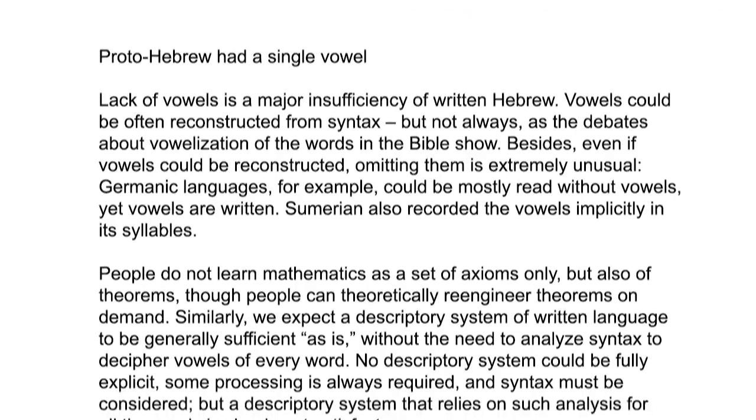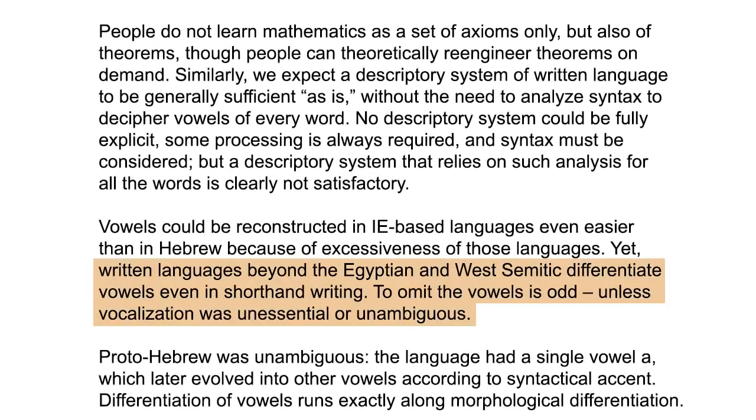Watch. Let's go down to the third paragraph. Look at the highlighted part. It says, written languages beyond the Egyptian and West Semitic differentiate vowels even in shorthand writing. In other words, when you read most languages, the vowels are included in the writing. It says, to omit the vowels is odd, meaning it would be strange to write a language and leave the vowels out of the text. It says, unless vocalization was unessential or unambiguous.